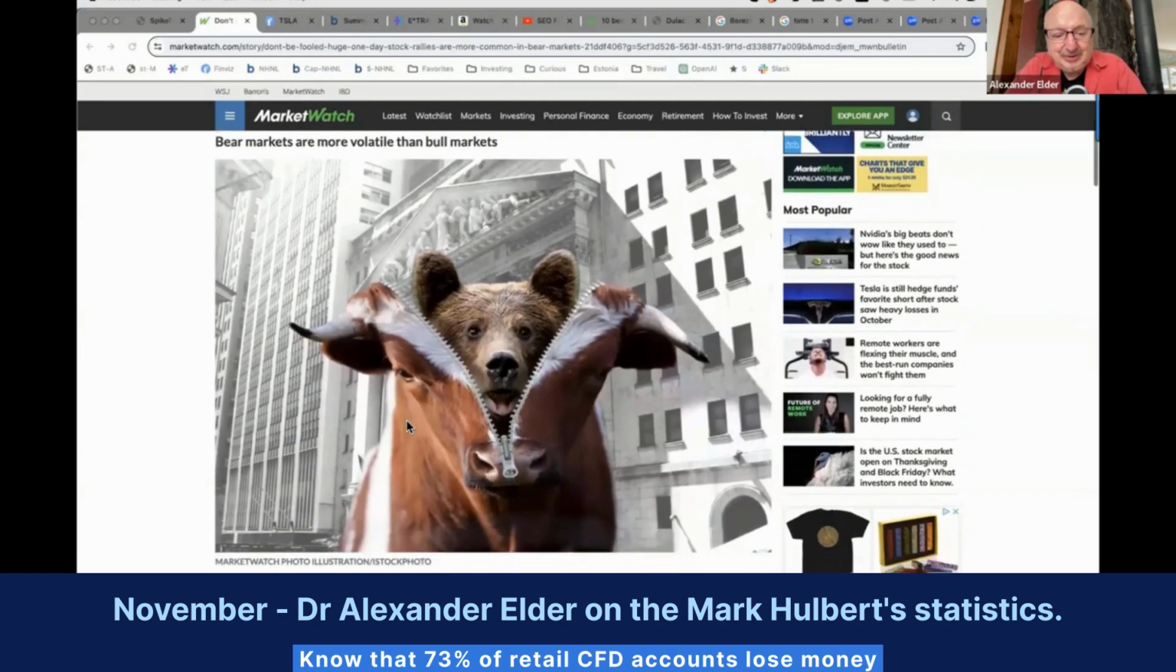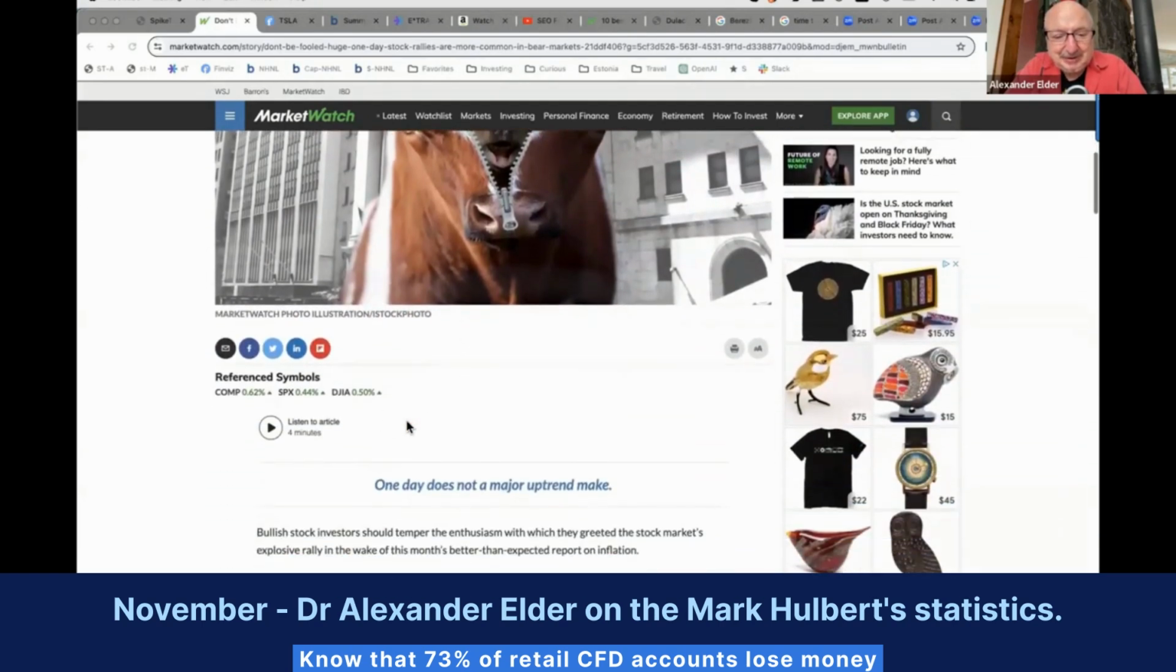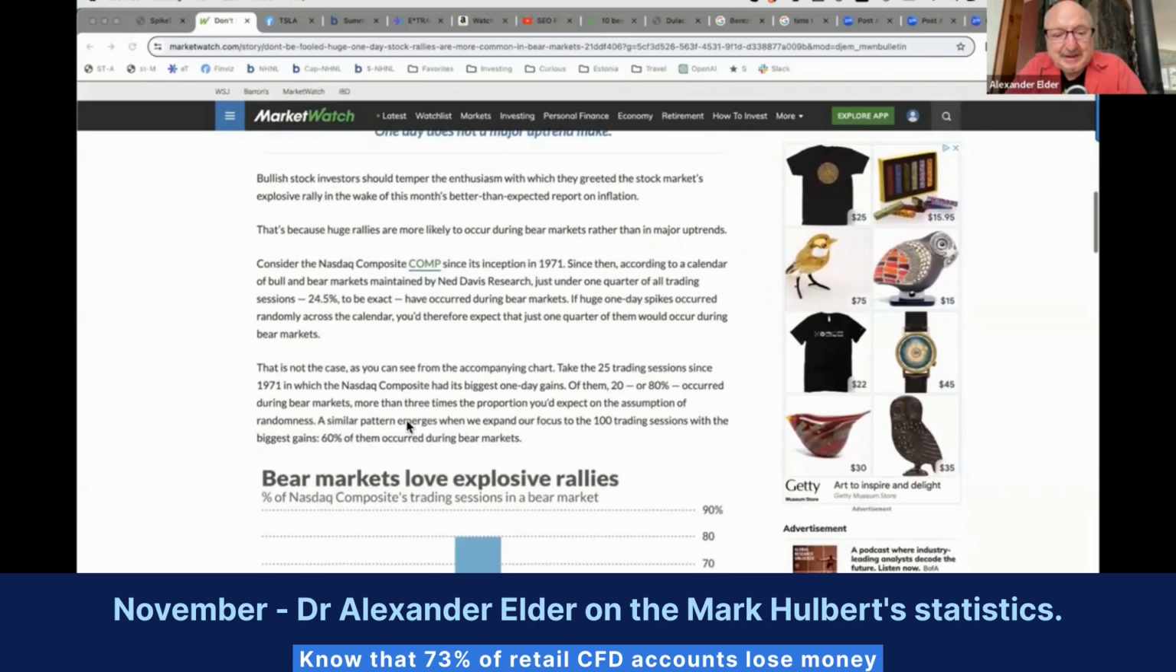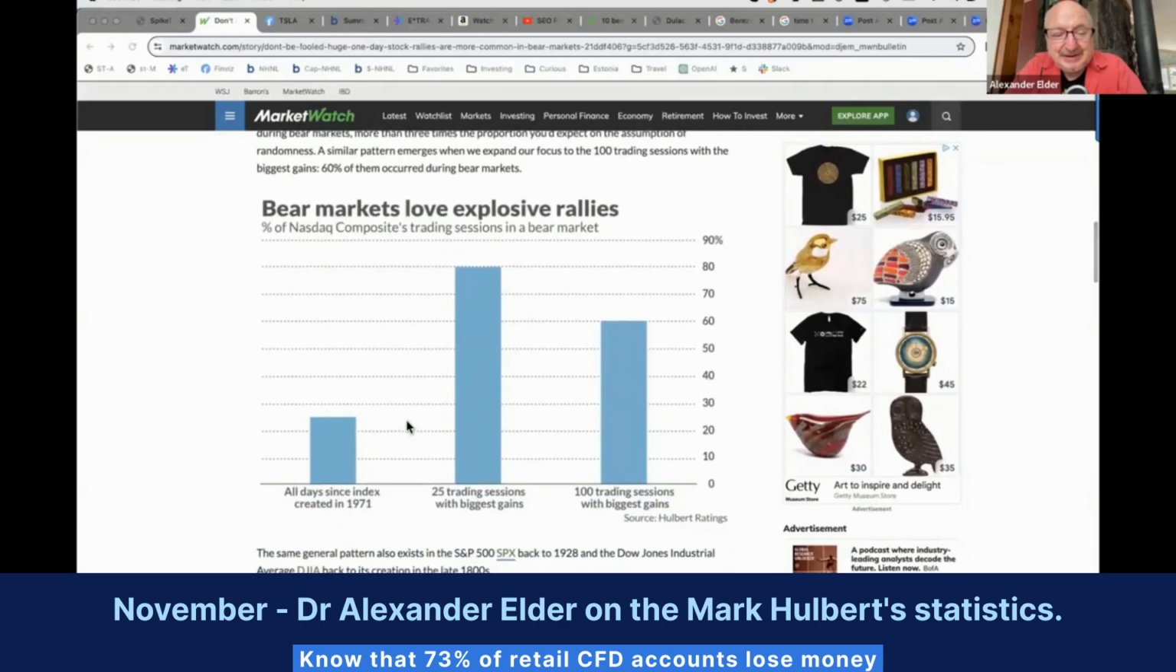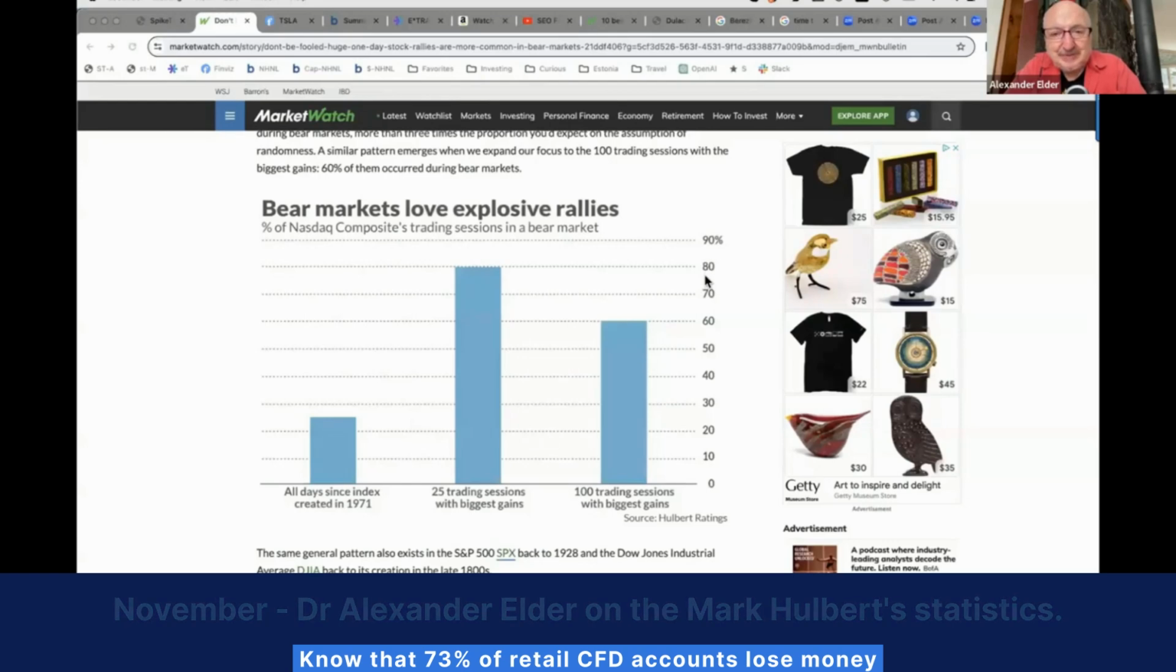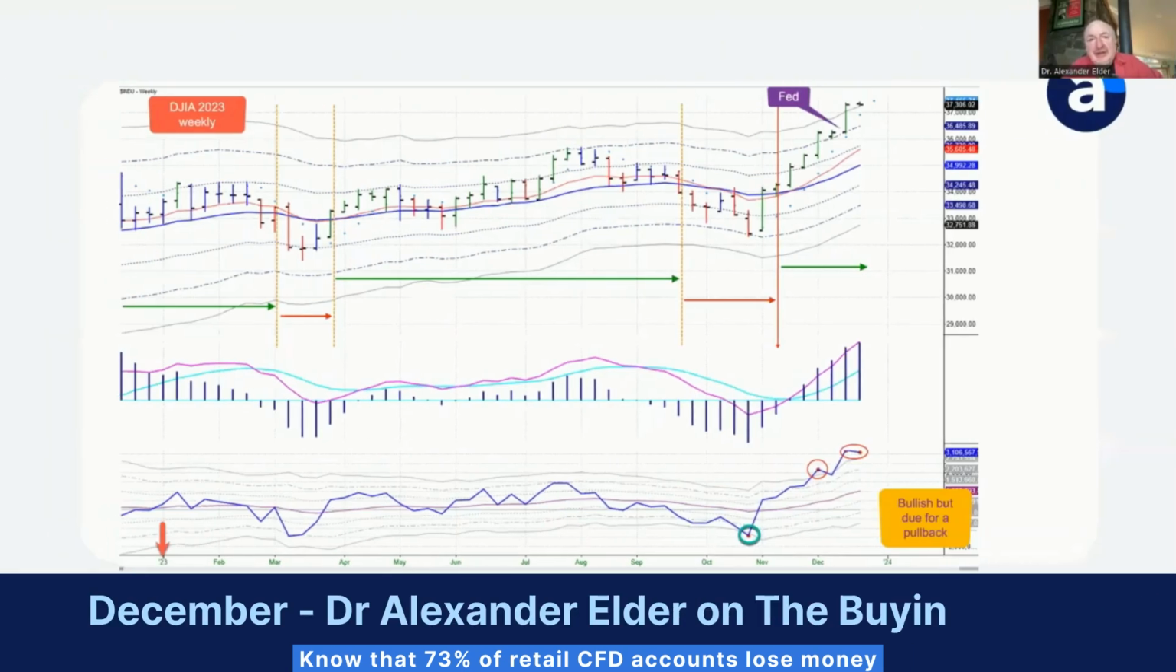And what he wrote after this great rally exploded last week, here is the headline: Bear markets love explosive rallies. He calculated the 25 strongest rally days in any index, in the Nasdaq, in the S&P, in the Dow, and a strong 80% of the strongest rallies occurred during bear markets. That's it now. I looked earlier this morning.